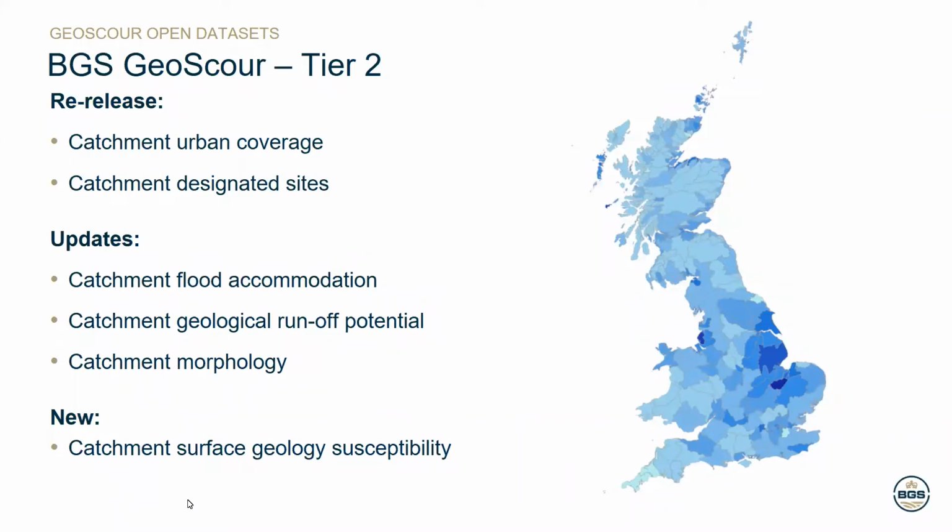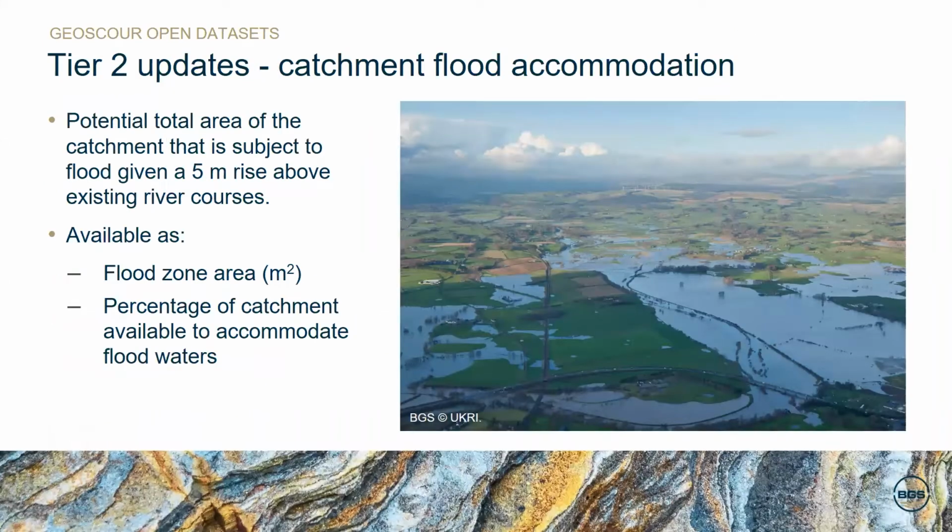So we're starting with the updated layers. The Tier 2 catchment flood accommodation dataset provides an estimate of the amount of space available in the catchment for flood waters to dissipate into, both as a percentage and as an area of the catchment. This is calculated according to topography and considers flooding equivalent to a 5-metre rise in water levels. It's worth noting that flood defences or artificial flood constraints are not accounted for in order to provide a baseline assessment.